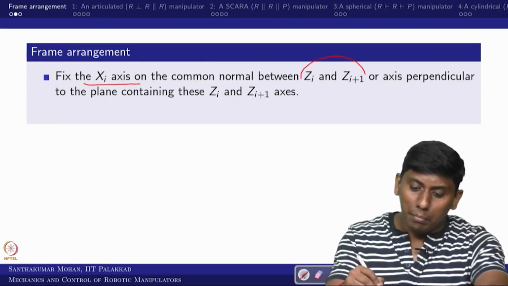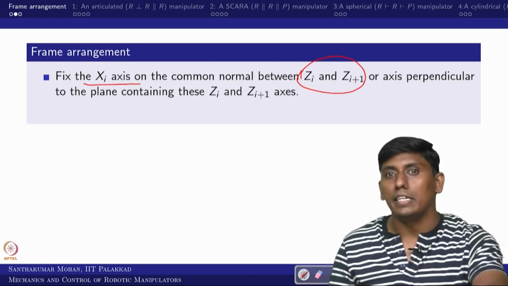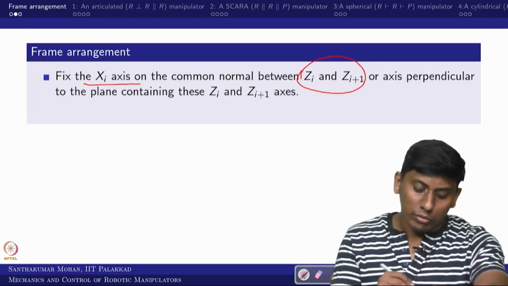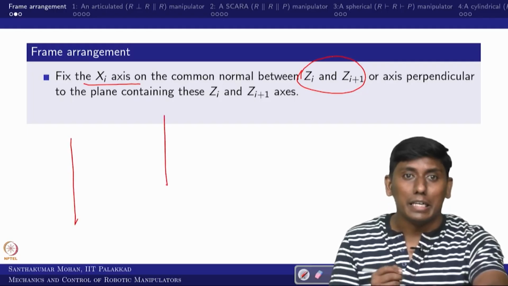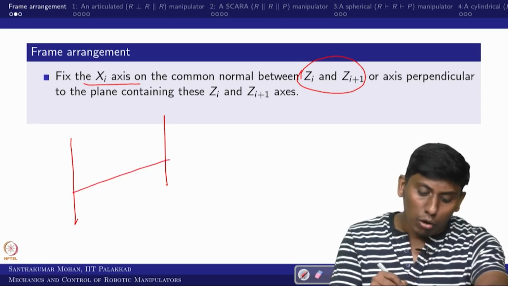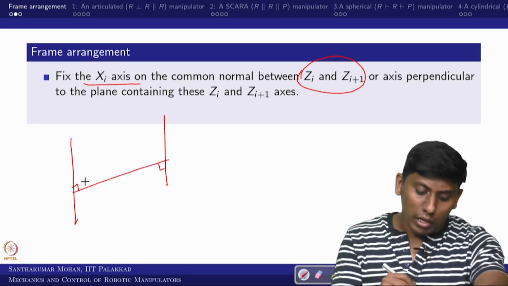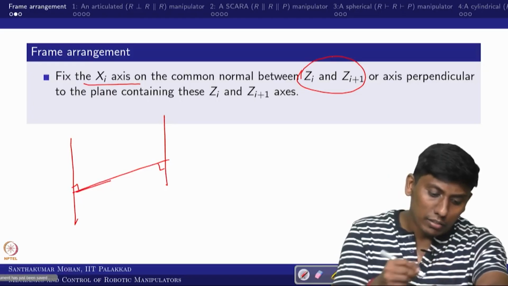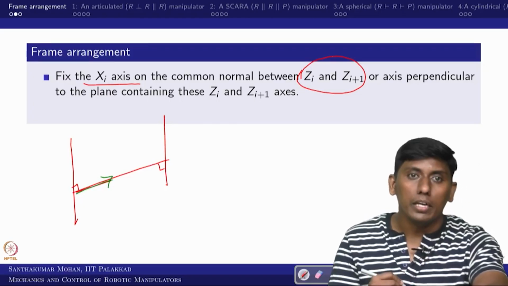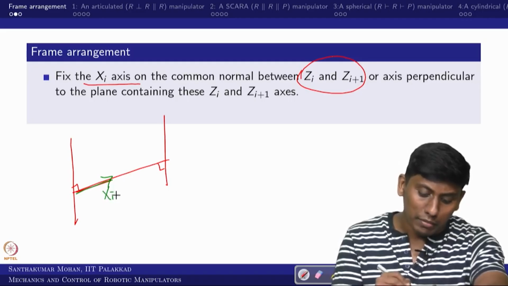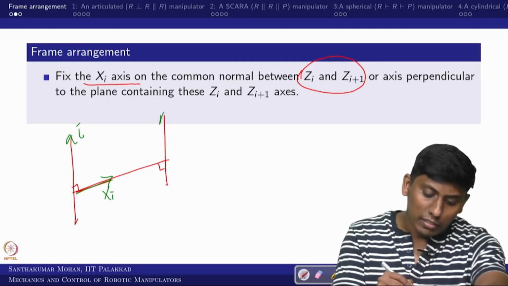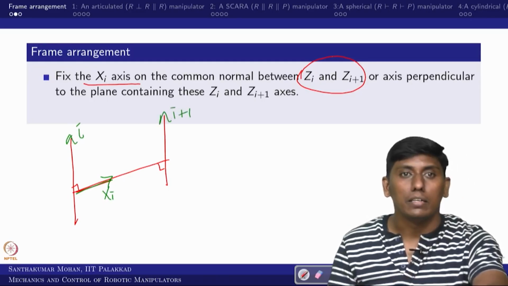It is based on the nature of zi and zi plus 1. If they are parallel, or neither parallel nor intersecting, you can always draw the common normal between these two, and then fix your axis along that. Then, in the progressing side, that would be your xi. This is the ith axis and this is the i plus 1 axis.